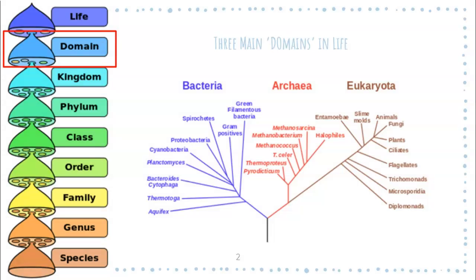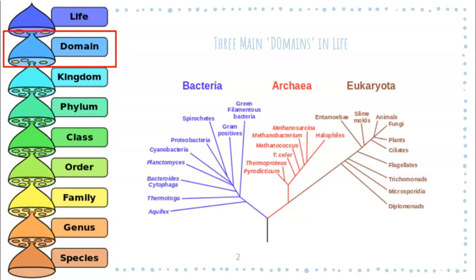So to start off, we are going to talk about the way that we classify organisms in general. On the left-hand side, you're going to see that as we go through all these slides, the red box that is currently on domain is going to move all the way down to the bottom as we get more and more specific.